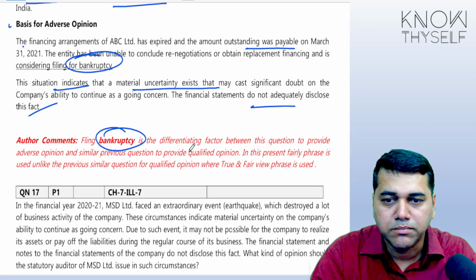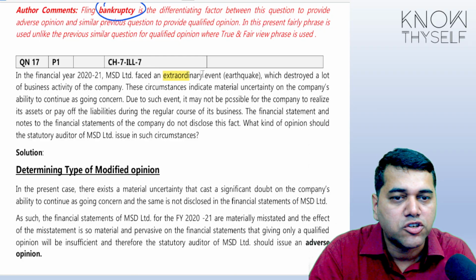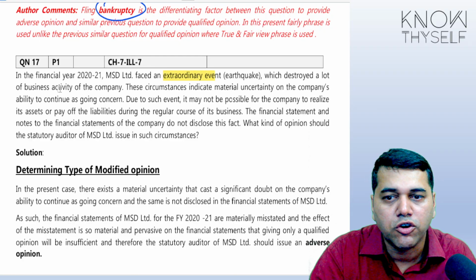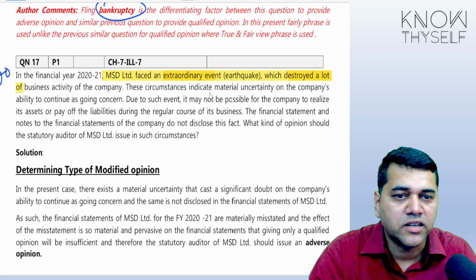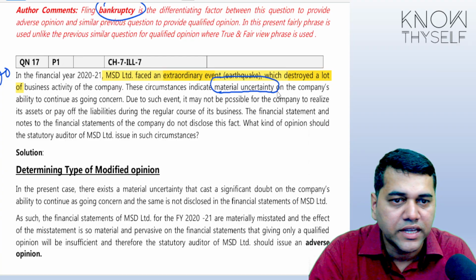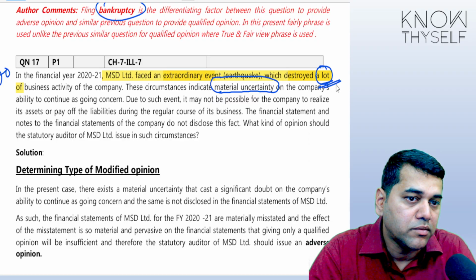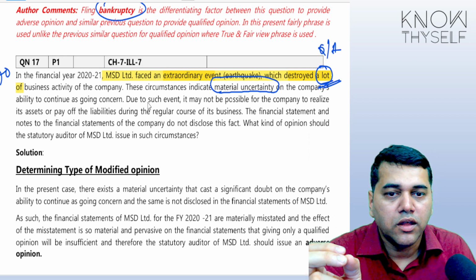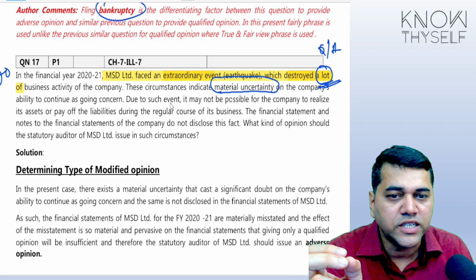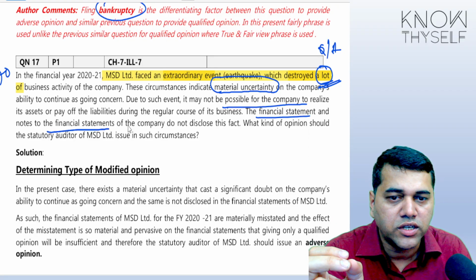Okay, next, illustration number 7. In the financial year, MSD Limited faced an extraordinary earth event which destroyed a lot of business activity. Again, SA 570 comes into the picture. The circumstances indicate material uncertainty. So you are very clear now. Continuous unpredictability. Now, which destroyed a lot of business. This is the key because that is what defines whether qualified or adverse. Now, these circumstances indicate that due to such event, it may not be possible to realize the assets and so on. Financial statement notes do not disclose this fact.